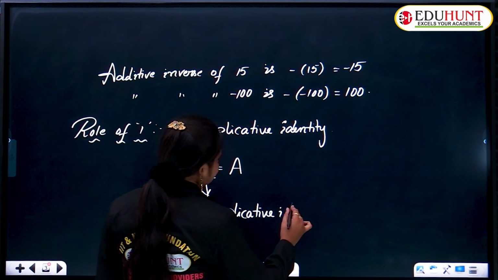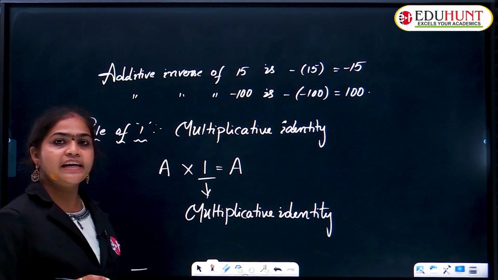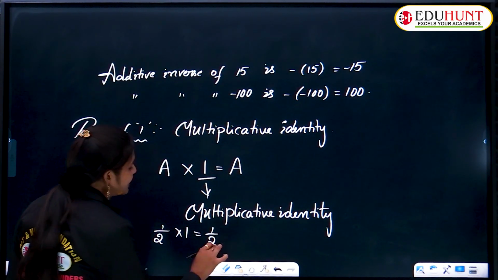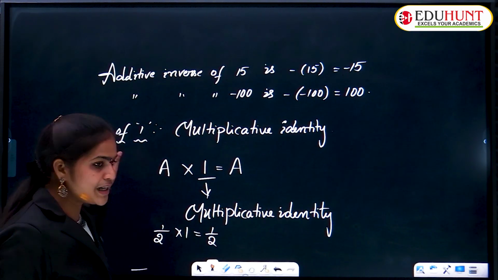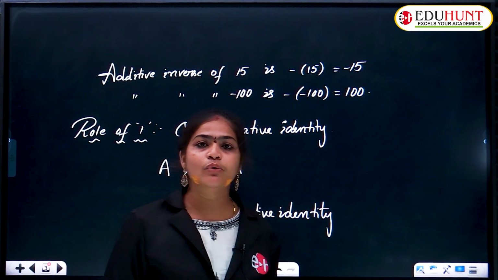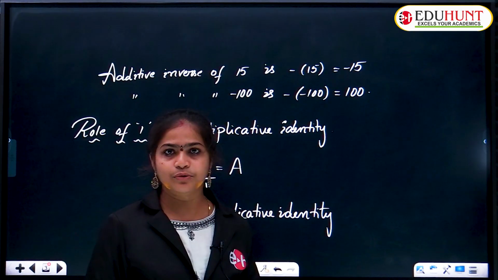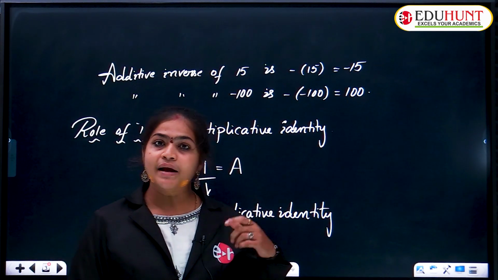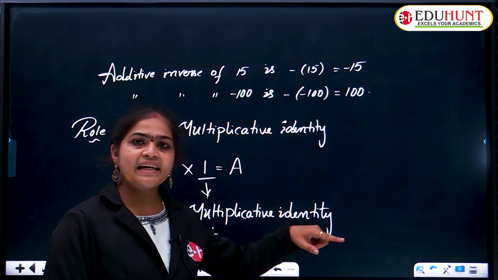Multiplicative identity. So tell me, any rational number, let it be some a equal to 1 by 2. So 1 by 2 into 1 is equal to, again you will get the same number itself or not? That's why, what is the multiplicative identity element? The multiplicative identity element is 1. What is the additive identity element? That is 0. Next we have the multiplicative inverse. Additive identity, additive inverse. Multiplicative identity, multiplicative inverse.